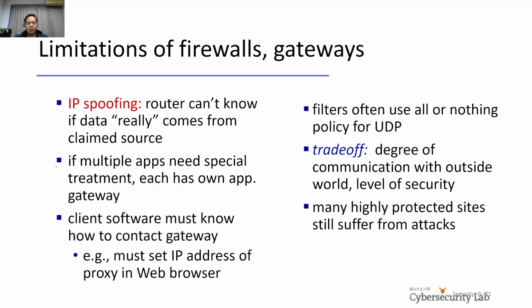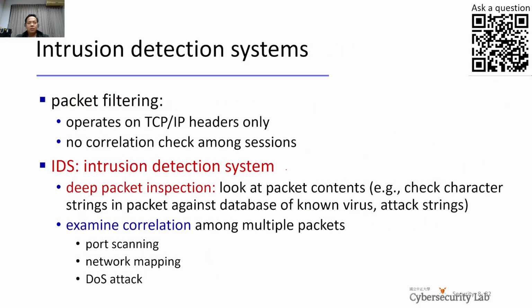Another limitation is that if the services are too diverse, creating firewall rules becomes more challenging, because you need to create a lot of different rules to satisfy the different kinds of services. The filter also often needs to use an all-or-nothing approach for UDP. UDP is very hard to control because it does not have state, unlike stateful.